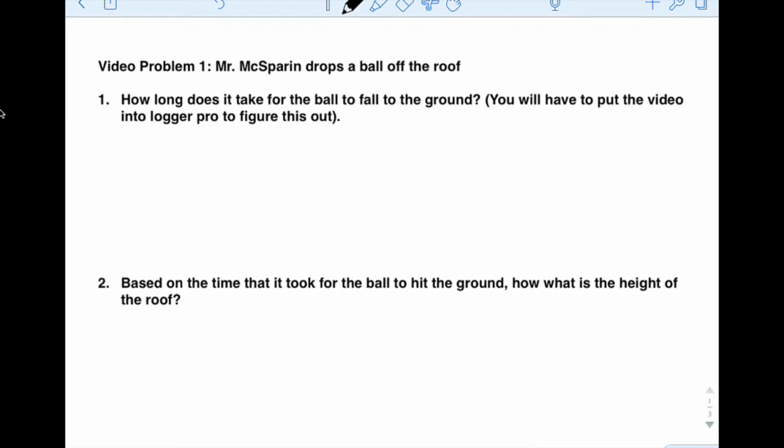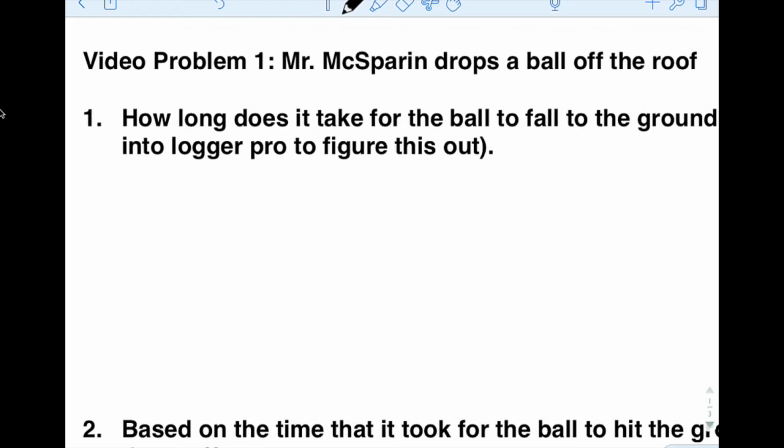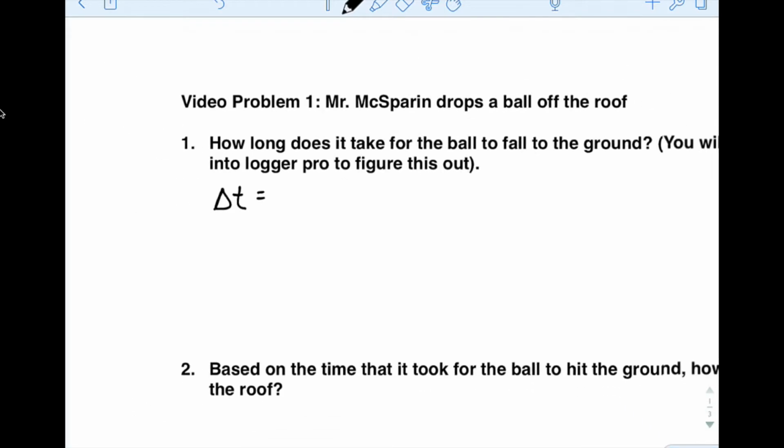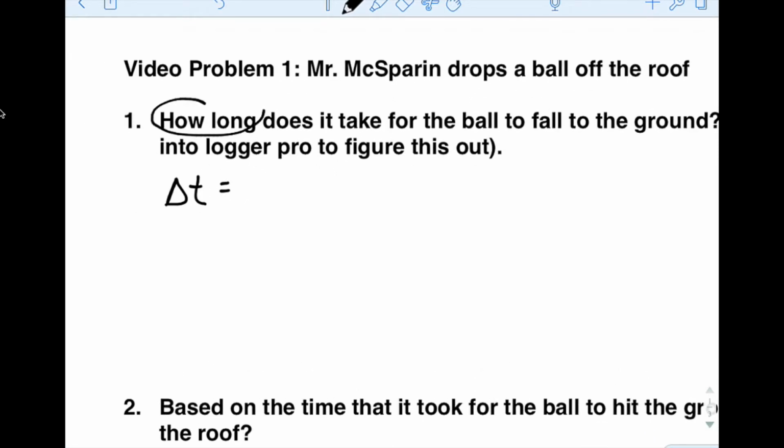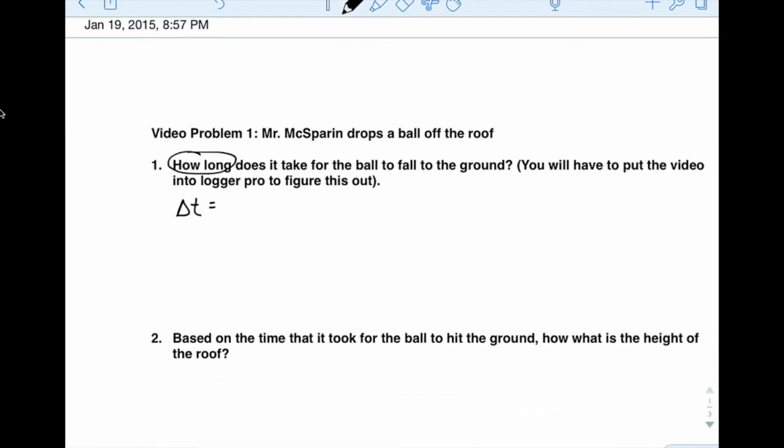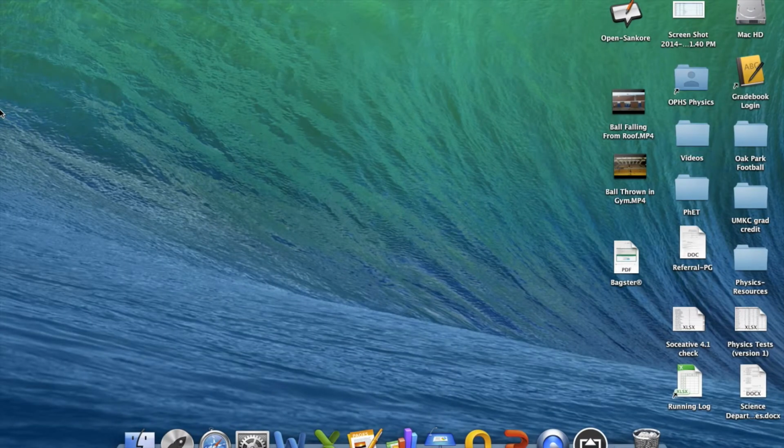I'm going to show you how to put the video into Logger Pro to find this out. First, let's write this down. They're asking for delta t. We should be able to tell it by saying how long does it take for the ball to hit the ground. So delta t, what's our time? Well, let's go to Logger Pro.